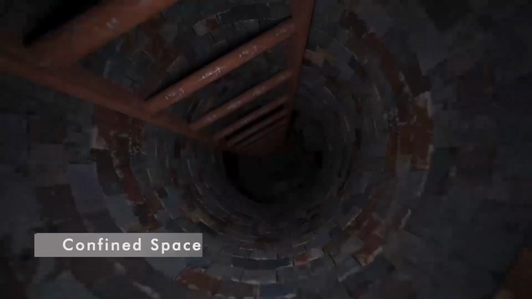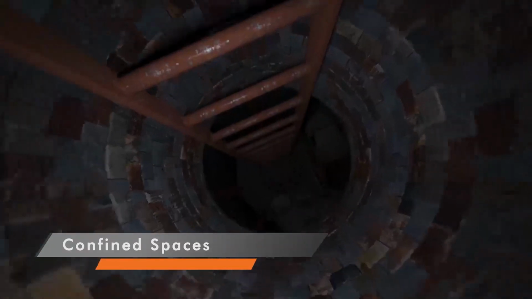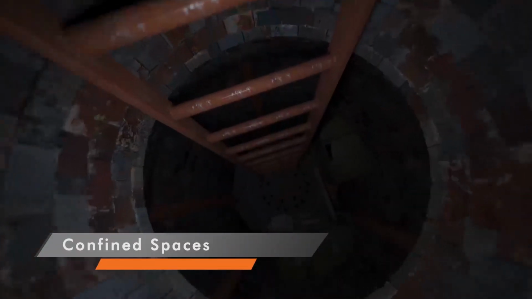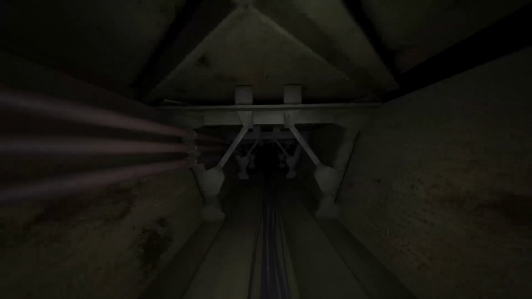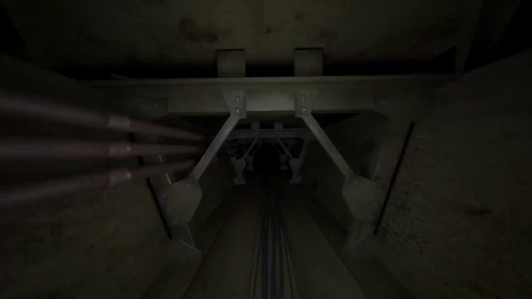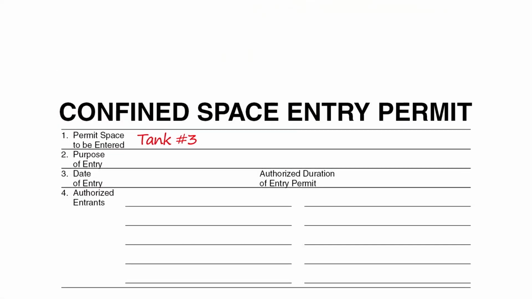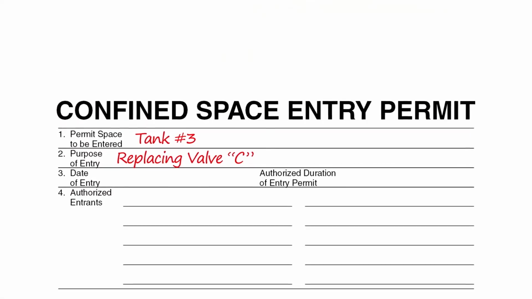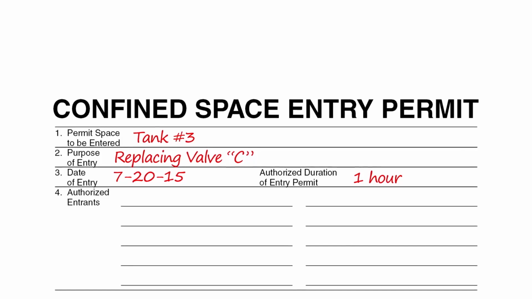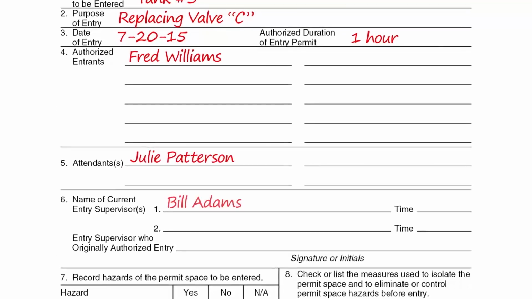A permit-required confined space, also known as a permit space, is large enough for an employee to fully enter, has restricted means for entry or exit, is not designed for continuous occupancy, and has a hazardous atmosphere or other serious hazard. Before anyone can enter a permit space, the employer must prepare a written permit that outlines all the hazards and how to control them.